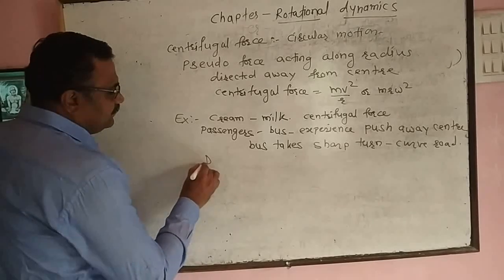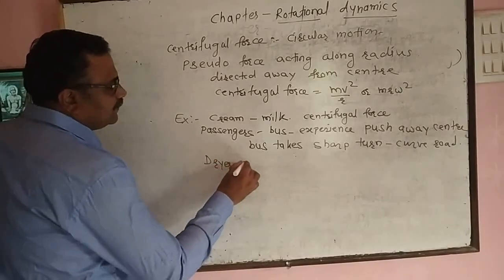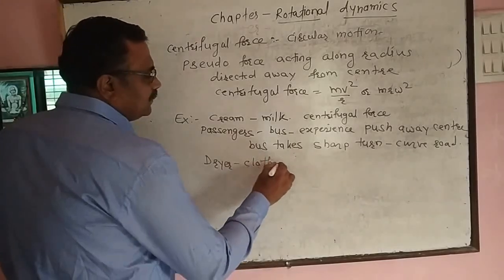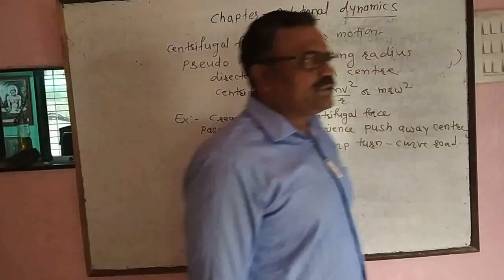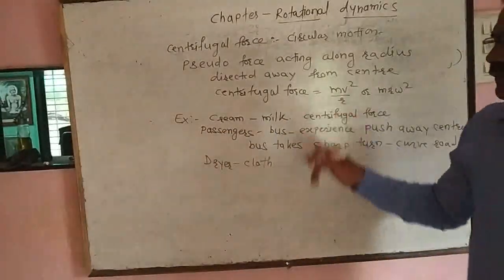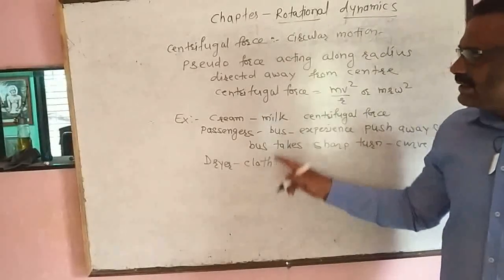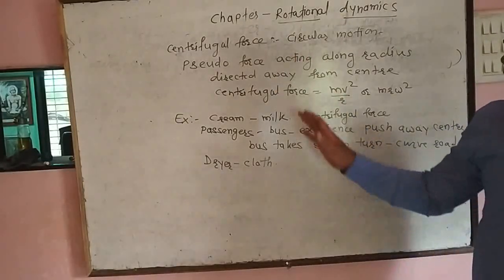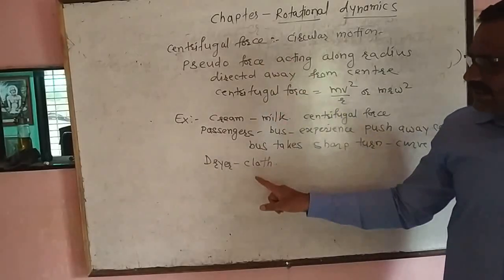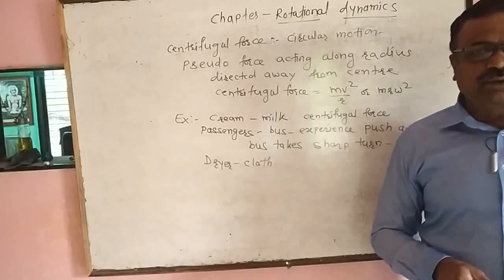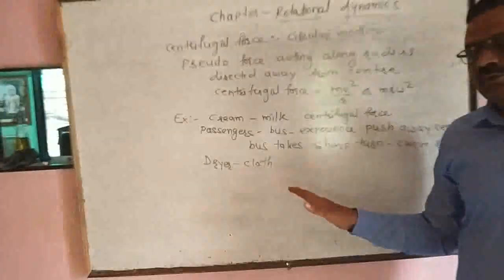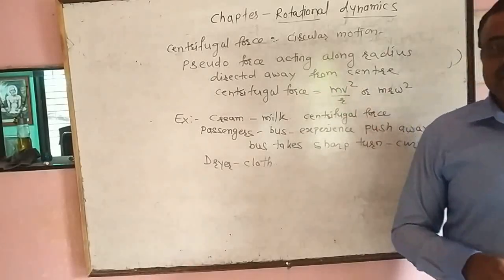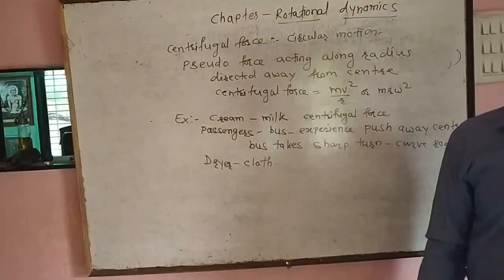in a dryer, water is removed from the clothes by using centrifugal force. These are different examples of centrifugal force. This centrifugal force exists in a non-inertial frame of reference. Centrifugal force acts along the radius, directed away from the center of the circle. In this way, we understand centrifugal force.